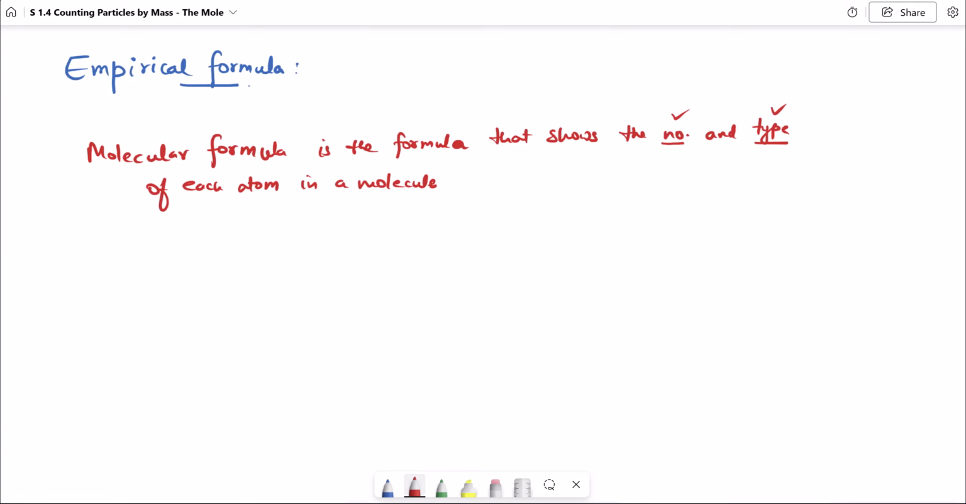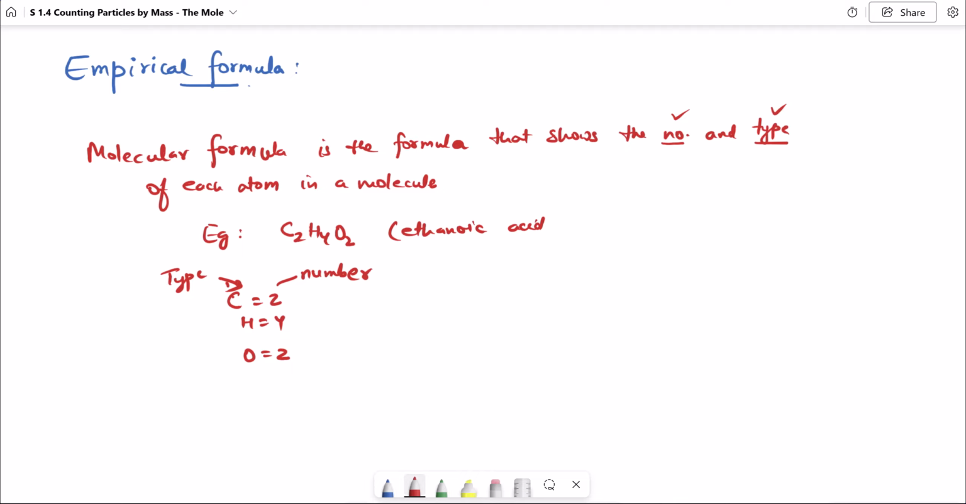in a molecule. Let's say for example, ethanoic acid, C2H4O2. So we can count the number: carbon is 2, hydrogen is 4, oxygen is 2, and we can also tell the type. So we are getting the number, and we are also getting the type of atom.